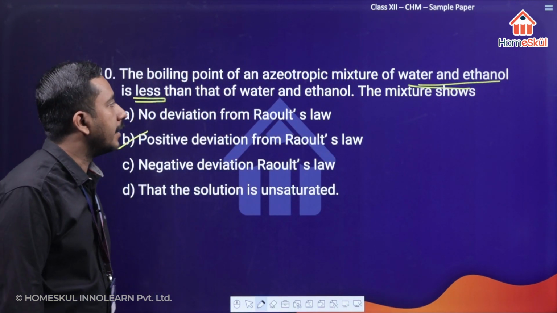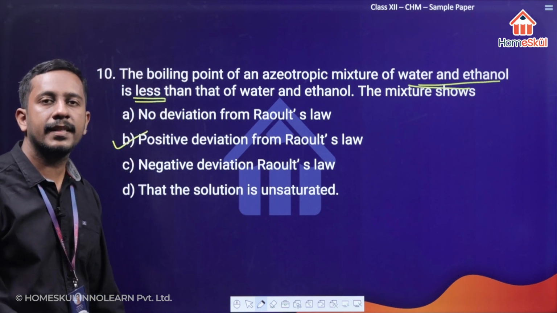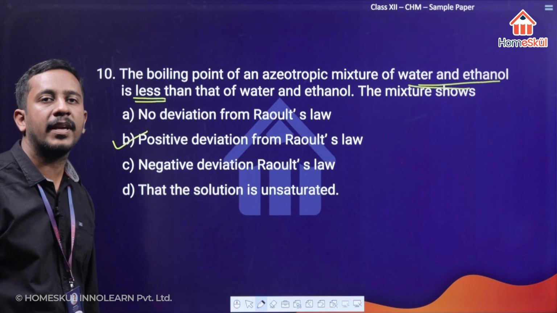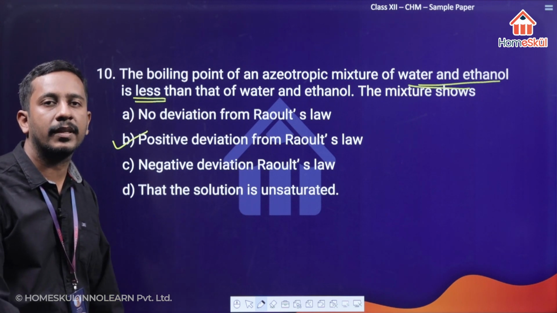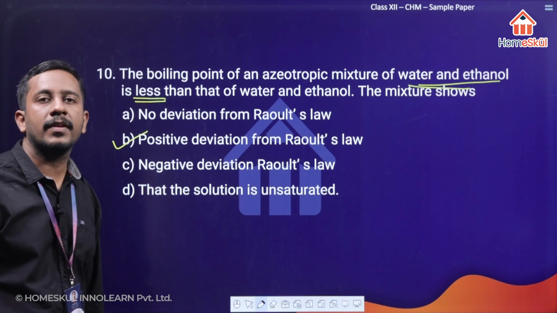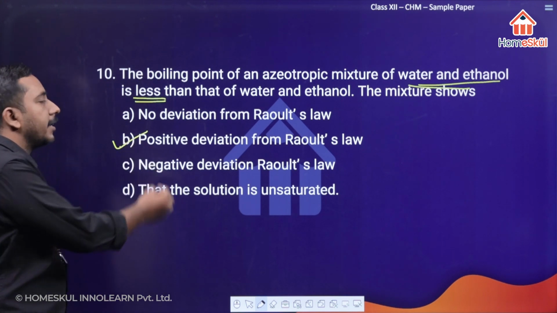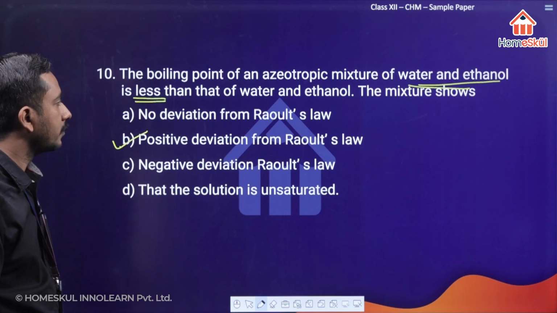That is because the interaction between the water molecules and ethanol molecules is lesser than the type of interaction that is happening between pure water molecules and pure ethanol molecules. So the type of deviation that is shown there will be positive deviation from the ideal behavior. So the correct option is option B, that is positive deviation.